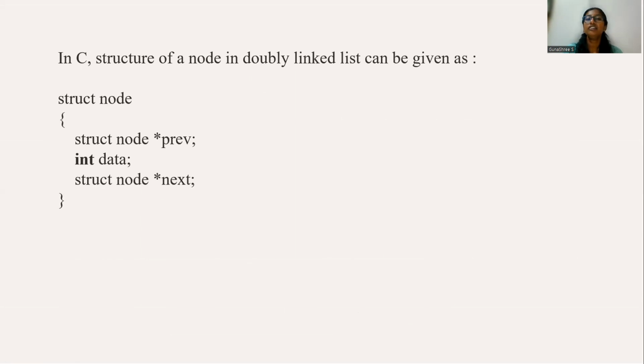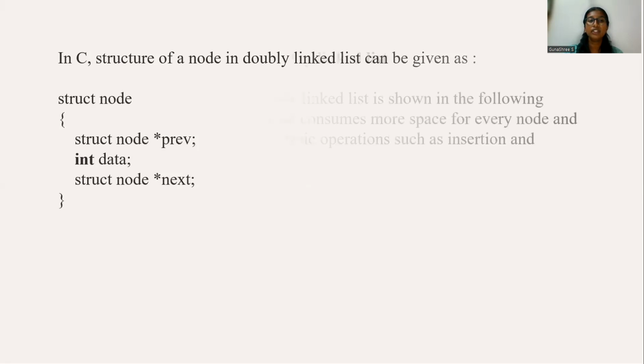In C, if a node is present in a doubly linked list, the structure is defined as follows: struct node *previous, int data, struct node *next. Previous will store the previous element, that is, if the data is in the middle, then it will store the previous element in the node, and next will store the next element in the node.